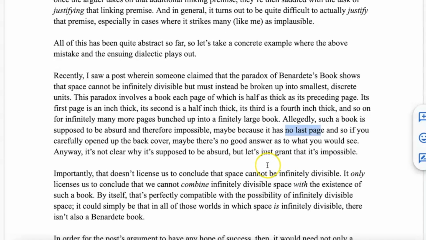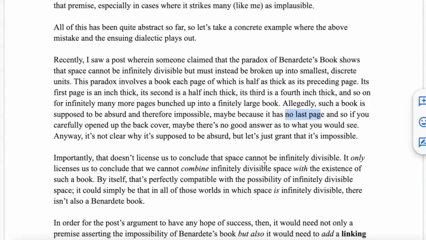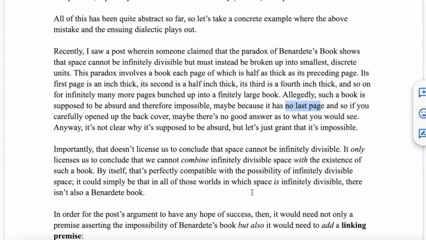It only licenses us to conclude that we cannot combine infinitely divisible space with the existence of such a book, right? By itself, that's perfectly compatible with the possibility of infinitely divisible space. It could simply be that in all those worlds in which space is infinitely divisible, there isn't also a Benardete book in those worlds. That is, of course, compatible with there being some possible worlds in which space is infinitely divisible. It's just that in all of those worlds, there aren't Benardete books.